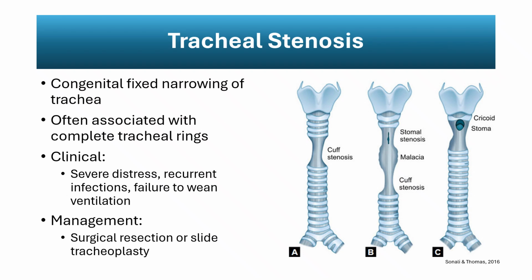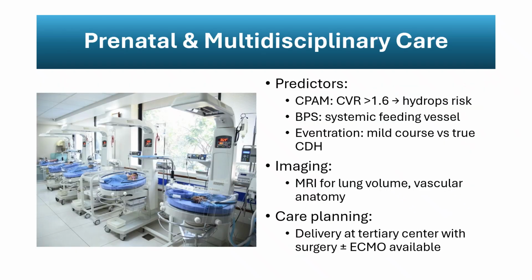Prenatal evaluation of congenital structural lung disorders allows anticipation of postnatal respiratory compromise and planning for intervention. For cystic lesions like CPAM, a CPAM volume ratio above 1.6 predicts a higher risk of hydrops. In bronchopulmonary sequestration, identification of a systemic feeding artery confirms the diagnosis and informs surgical planning. Diaphragmatic eventration can often be distinguished from true CDH, allowing more accurate prognostication. Fetal magnetic resonance imaging is used to assess lung volume, lesion size, and vascular anatomy, providing detailed information for delivery planning.